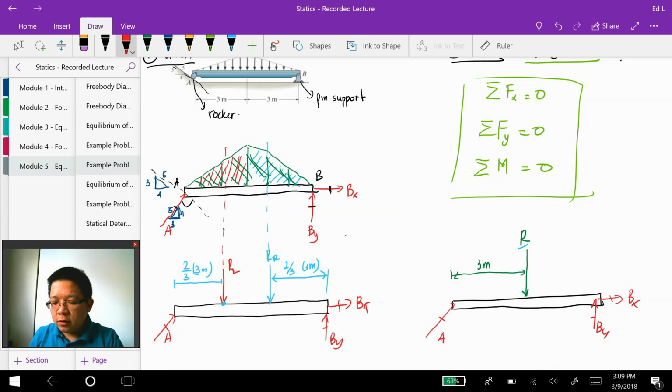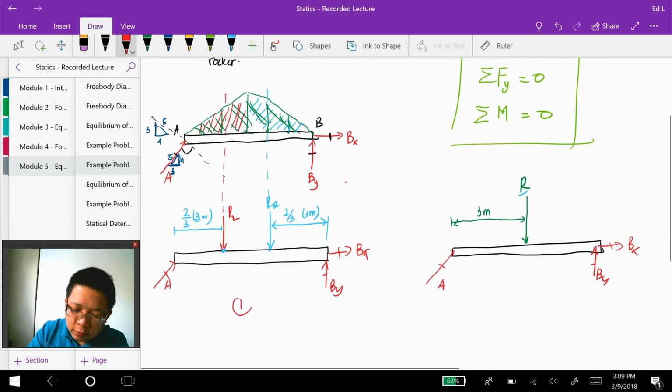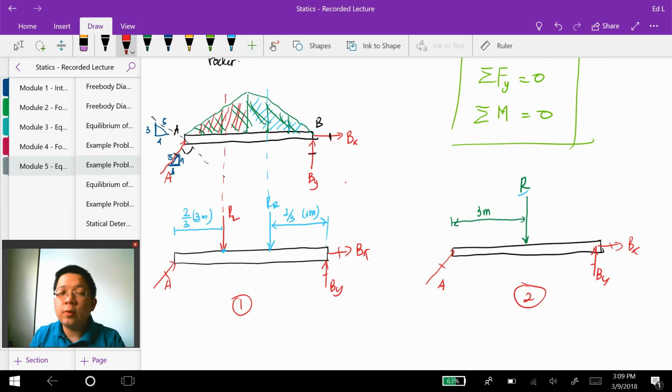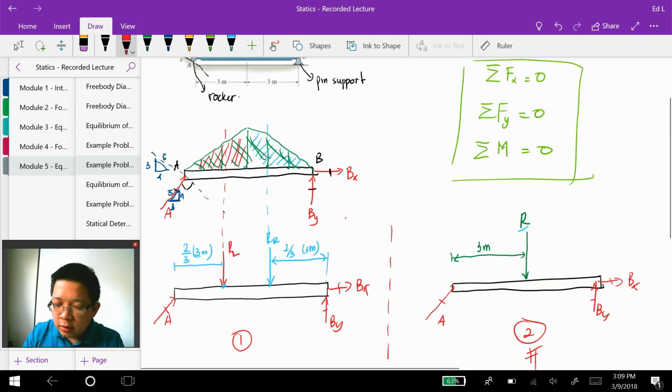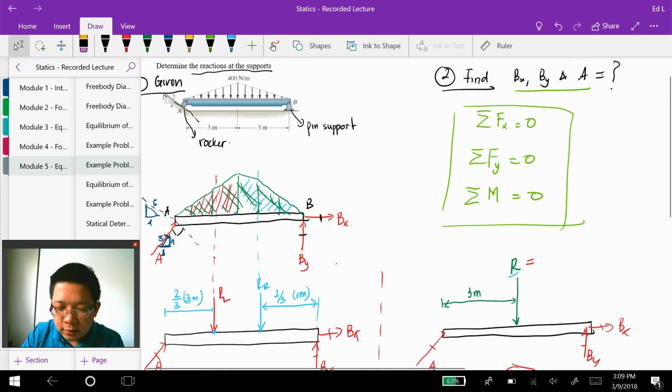No matter which system you choose, system 1 or system 2, you will obtain the same reaction forces. Here I would like to demonstrate the solution when we pick option 2. When we pick option 2, the R over here is going to be the area of the triangle, right?